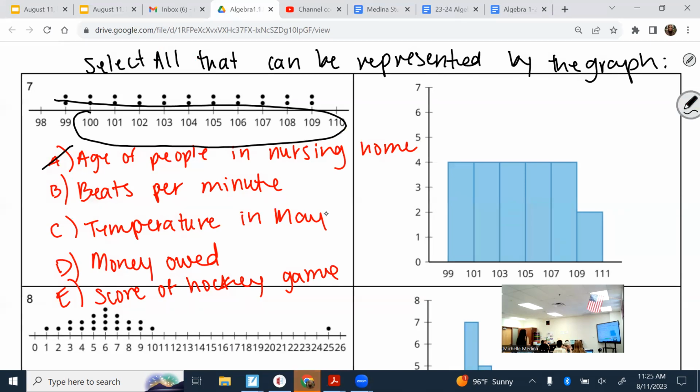Beats per minute. Can your heartbeat be 100 beats per minute, for example? Yeah, maybe when you're exercising or walking even. I know when you walk, it's about 100 beats per minute. So I would pick B.